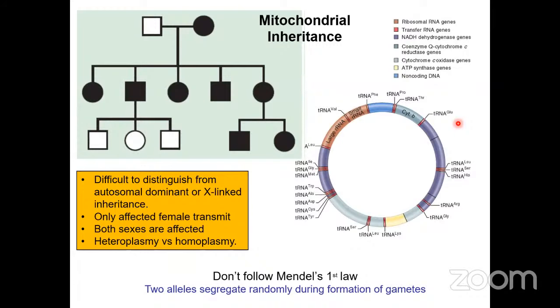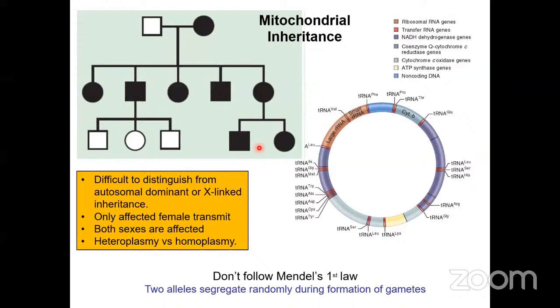So here it is very difficult to distinguish this from autosomal dominant or X-linked. But you should always understand it is transmitted through a female. There is no male to male or male to female transmission. It's only from the female, but female to male as well as female to female transmission is there. So that is the catching point here. Only affected females transmit. Both the sexes are affected.